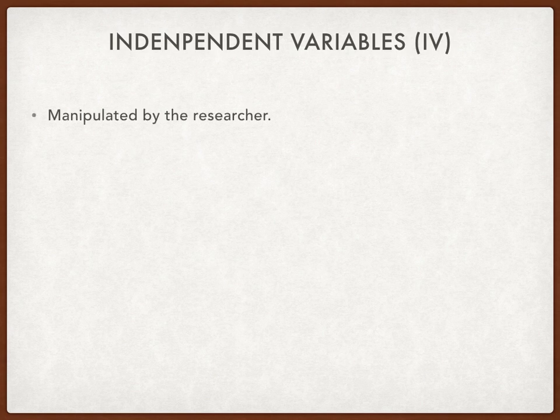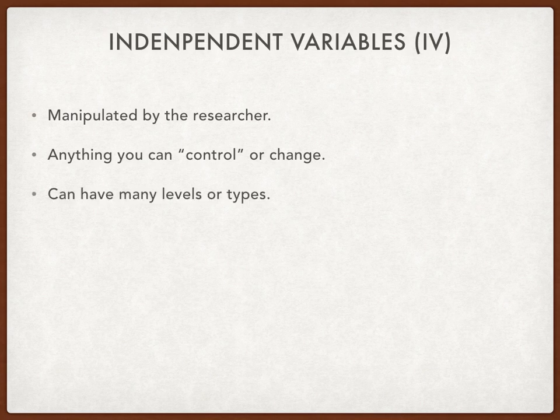So the independent variable is manipulated or changed. It's controlled by the researcher. Again, anything that you as the researcher can control or change, we can have many levels or types. That means that, like the example I used earlier, if we have 3 groups in a research project, each one of those three groups is manipulating the independent variable. Again, I'm going to give you an example in part 2 of this lecture.